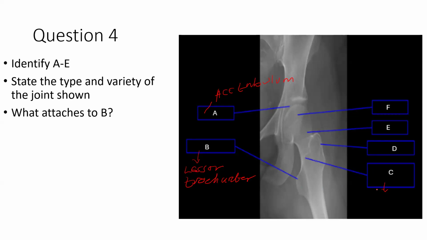Very good. That's the intertrochanteric crest. The crest you can see on an X-ray; the line is not visible on an X-ray. So that's the intertrochanteric crest. What's D? Very good, that's your greater trochanter. What's E?